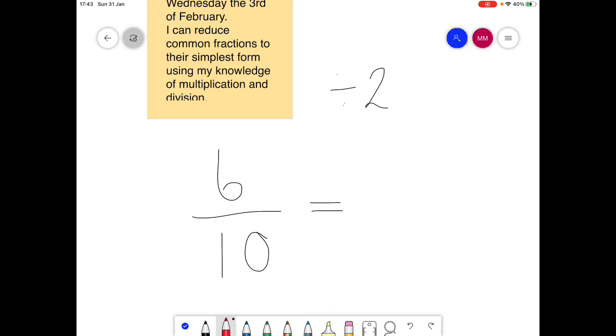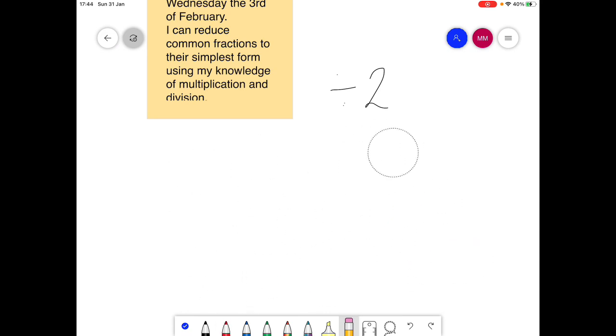So 6 divided by 2 gives you 3. And 10 divided by 2 gives you 5. So 3/5. And that number cannot be simplified any further because there's not a common factor that both 3 and 5 can be divided by. They're not in the same times table as each other.